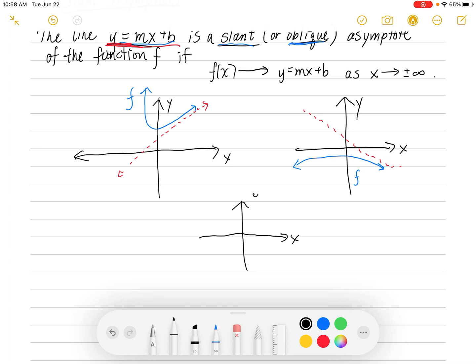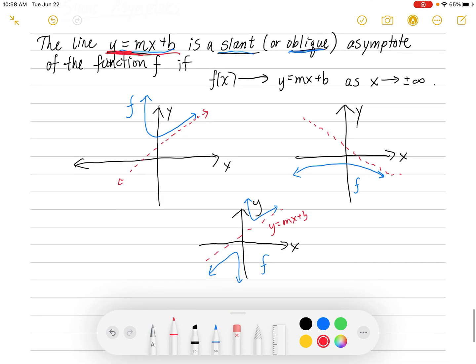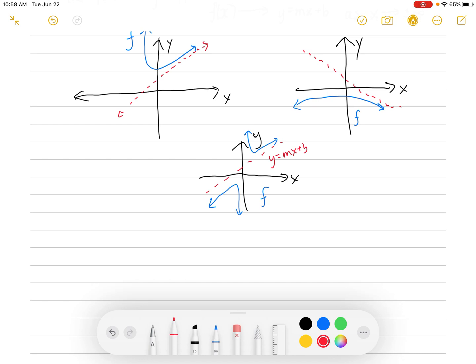There are all kinds of things that can happen. I'll just give one more example. I don't want to get too much into drawing pictures here. And have something like this, for example. So those blue bits of graph are going to approach that red dotted line, but never touch it. That would be called a slant asymptote. So that line would be y equals mx plus b, the red line.